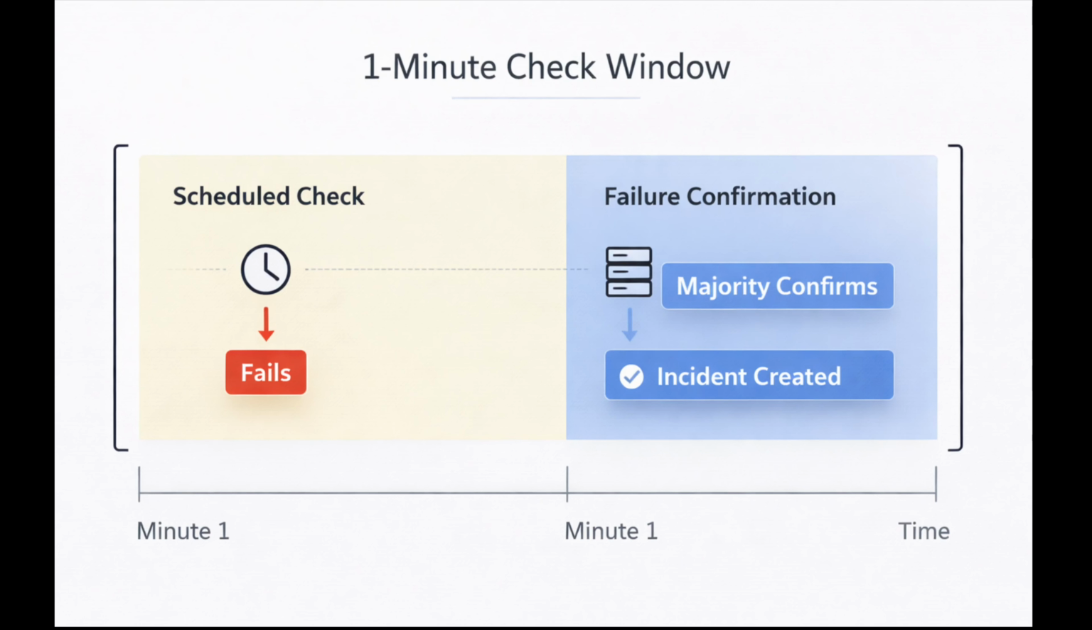This is where people often misunderstand the system. Confirmation does not mean wait 1 minute, fail again, wait another minute, fail again. No. The confirmation batch runs immediately after the first failure, within the same check window. If majority rule confirms downtime, the incident begins there. You do not need 3 separate minutes to validate it. Validation happens fast. Scheduled checks determine cadence. Confirmation determines confidence. These are different mechanisms.